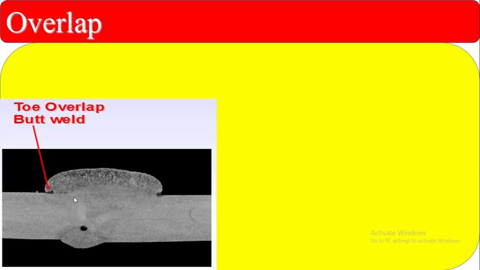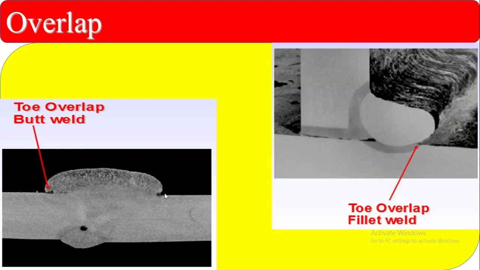Now overlap, you understand, toe overlap in a butt weld, it is the actual weld condition. You see here, this area, your overlap in the butt weld, from here to here this is the extra weld, but it is not fused. You see from here to here it is not fused, the extra weld, so this is a defect. You see toe overlap in a fillet weld, you understand here, this is your toe overlap fillet weld.